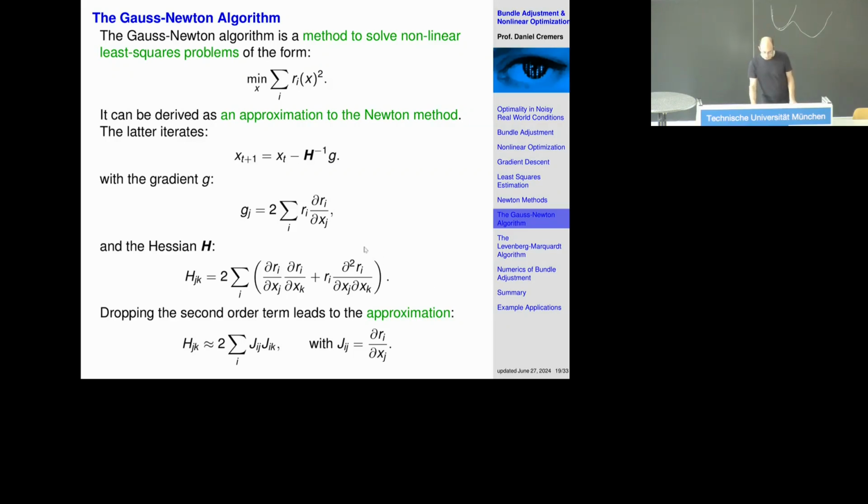Basically saying we assume that the residuals are essentially linear. And so this term is larger than that term, and then this term dominates. So if your residuals are near linear, then this term will dominate this whole expression. And so we can basically just take this first term, where the Jacobian is the matrix of the derivatives of the residual. And so this is the Gauss-Newton approximation.